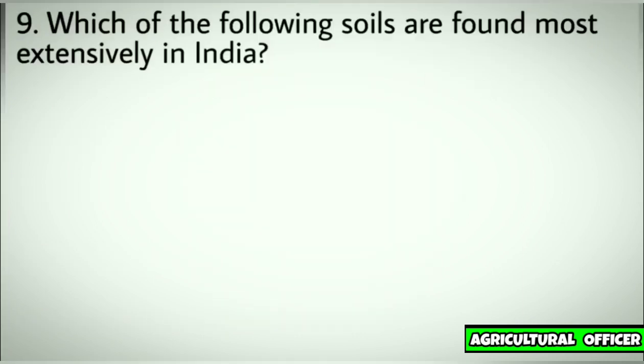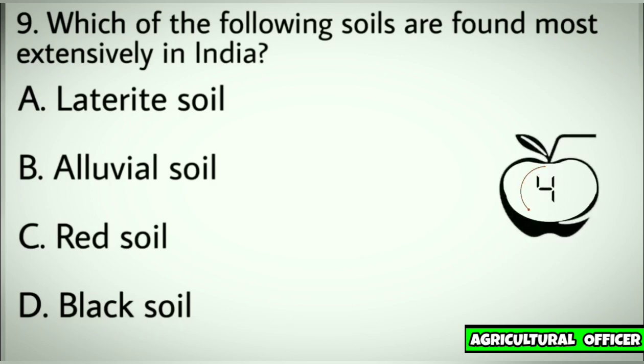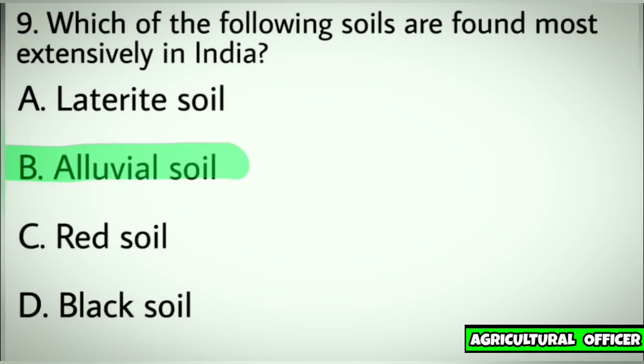Question number 9. Which of the following soils are found most extensively in India? Options: A. Laterite soil, B. Alluvial soil, C. Red soil, D. Black soil. Correct answer: B. Alluvial soil.